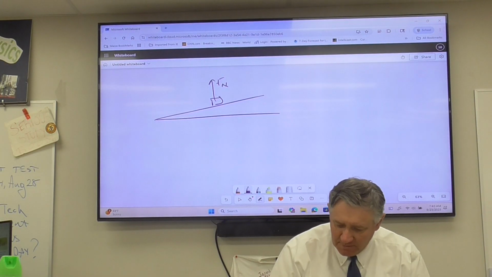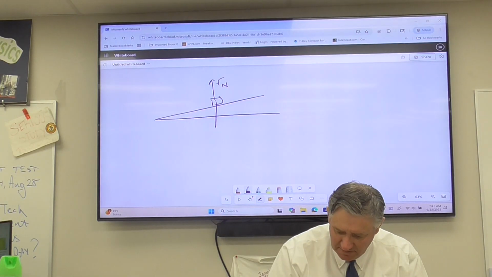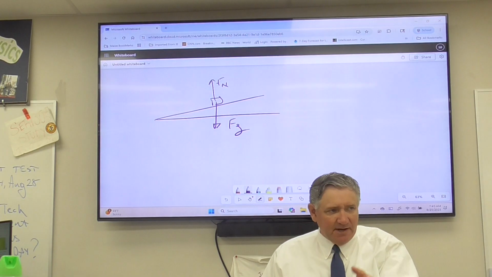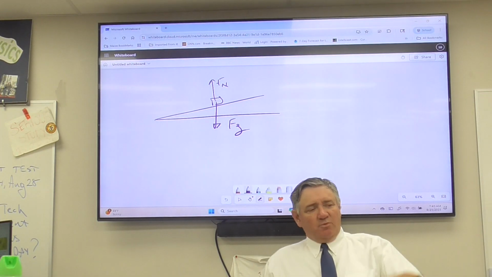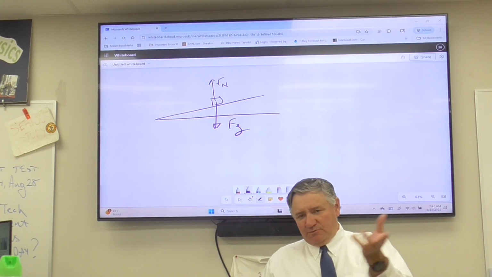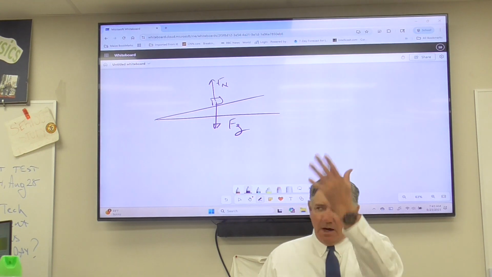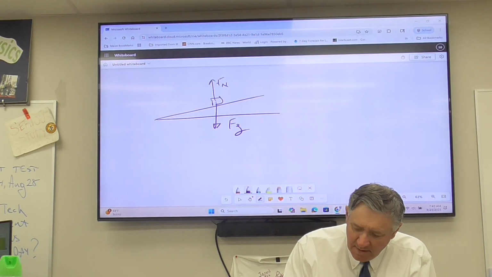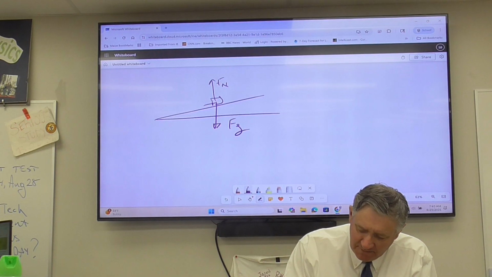Now, your gravitational force does always act straight down. Technically, that's towards the center of the Earth, if you really want to get picky. Which gets weird, because if you're on the South Pole and you drop something, it actually falls up, because it's falling towards the center of the Earth. And then you have your force parallel.